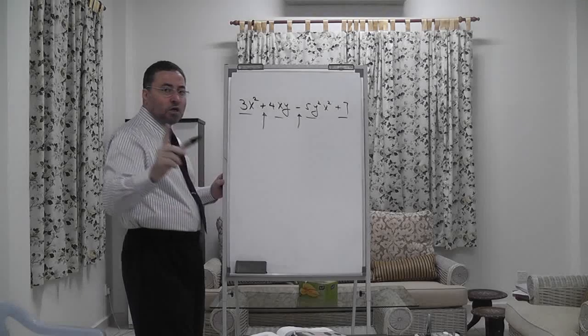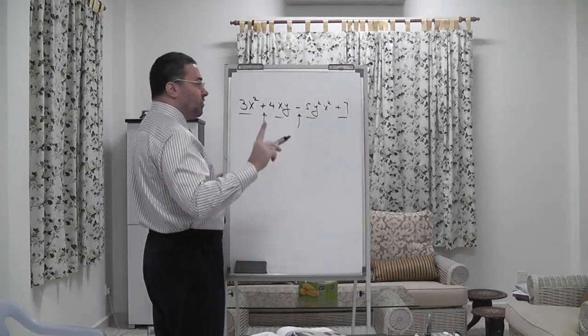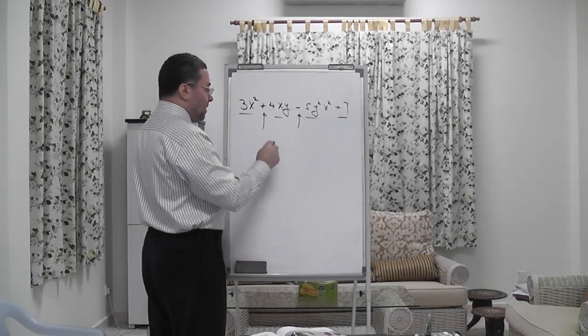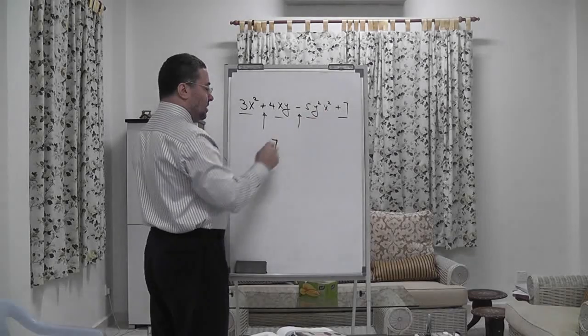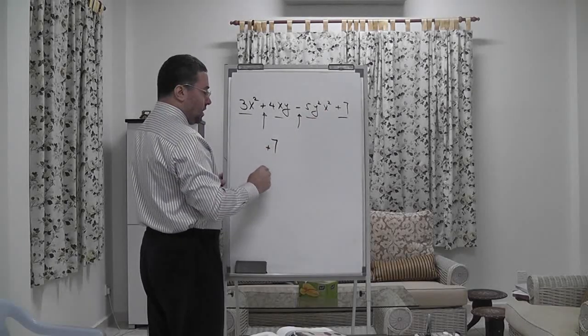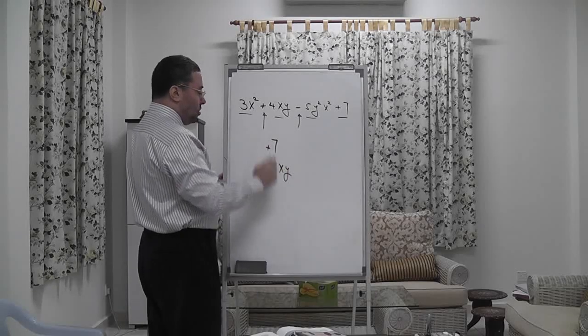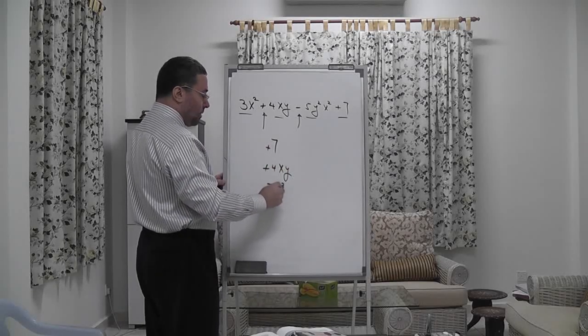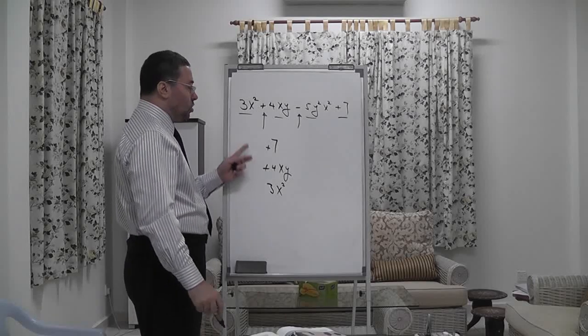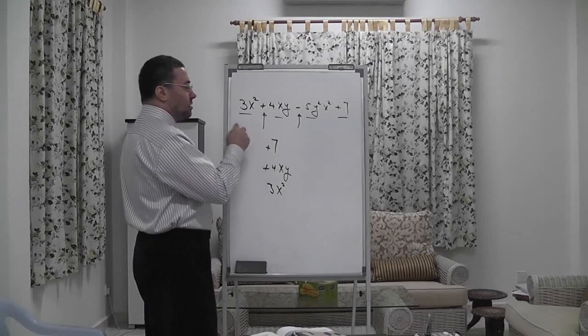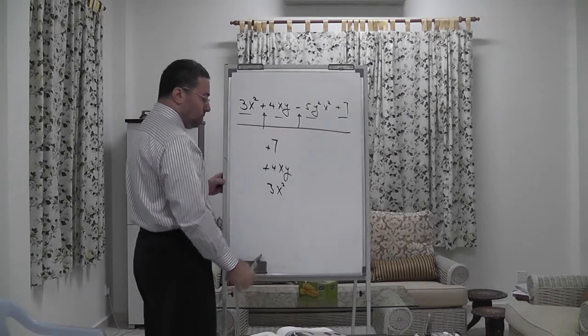And if we have an algebraic expression composed of one term only, such as this, plus 7, or plus 4xy, or 3x squared, then we call this a monomial, and we call this expression a polynomial.